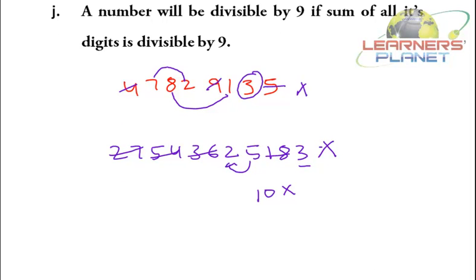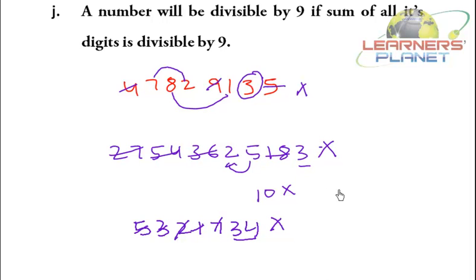Hence the complete number is not divisible by 9. Now let's take one more example. Here we get 5, 3, 2, 1, 7, 3, 4. So let's make the combination. 2 plus 7, 9, 5 plus 3, 8 plus 1, 9, and we are left with 3, 4. That is 3 plus 4. So 7 is not divisible by 9, hence the complete number is not divisible by 9.